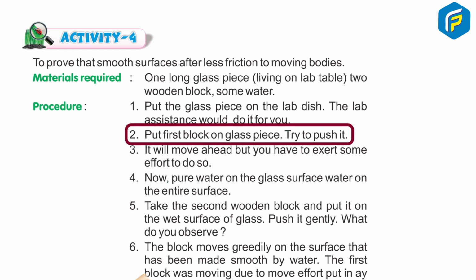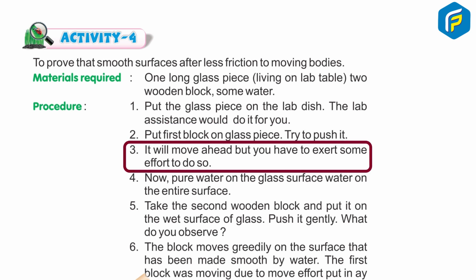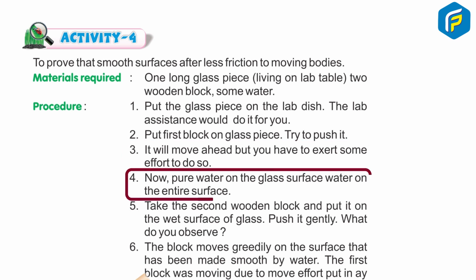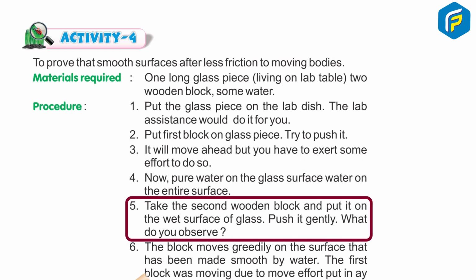2. Put the first block on the glass piece. Try to push it. 3. It will move ahead but you have to exert some effort to do so. 4. Now pour water on the glass surface, water on the entire surface. 5. Take the second wooden block and put it on the wet surface of the glass. Push it gently. What do you observe?